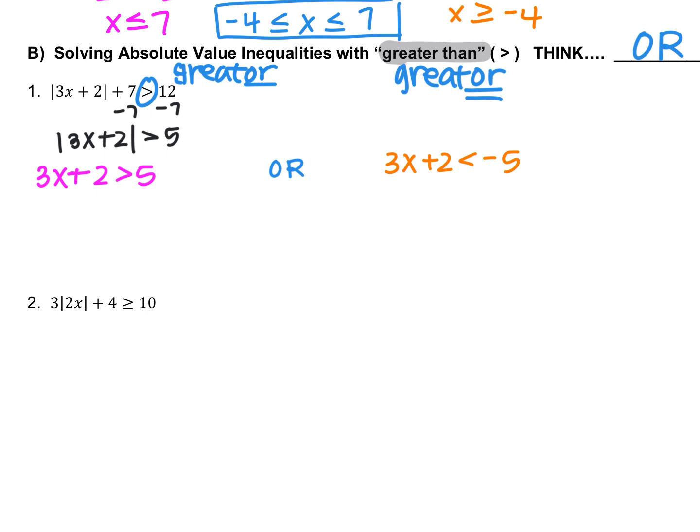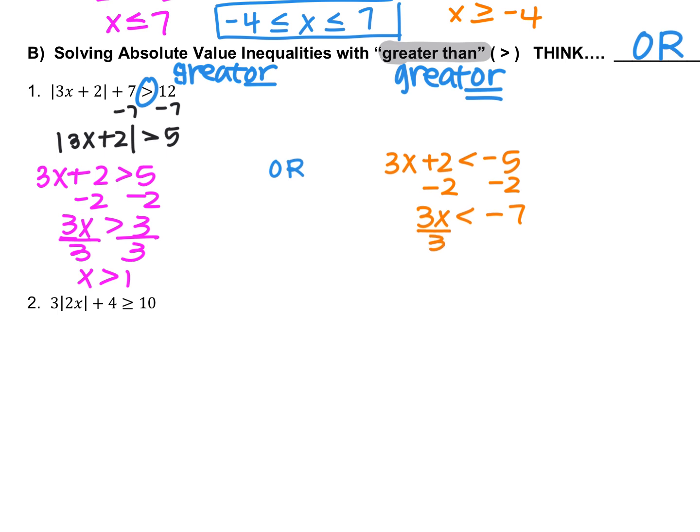Now we're going to keep solving. So we're going to subtract 2. We have 3x greater than 3. Divide by 3. So x is greater than 1. And then same thing on the other side. Same solving. And this time it's negative 7. Divide by 3. We are allowed to have fractions here, so we just have negative 7 over 3.